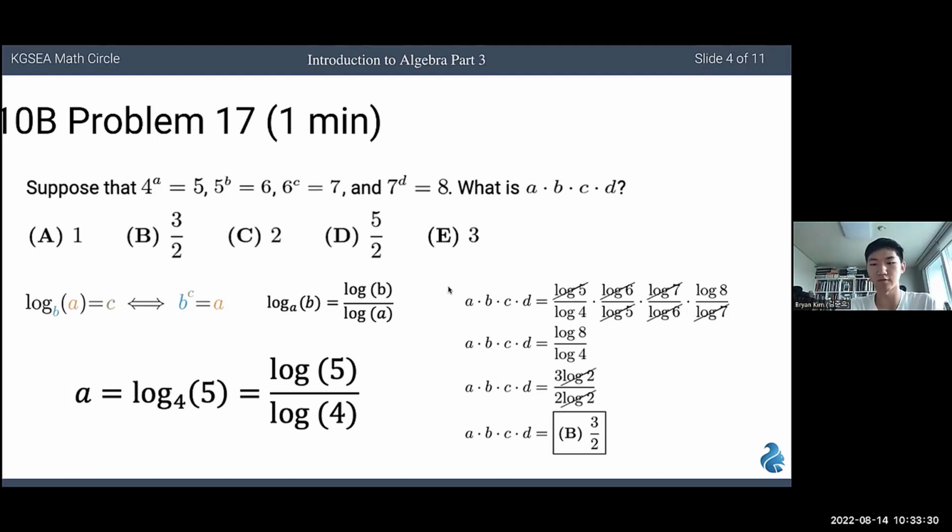Because log 5, log 6, and log 7 all cancel out, you get that a times b times c times d equals log 8 over log 4. Since 8 is 2 to the power of 3, you can bring the 3 forward, as well as the 2 from 4, which is 2 to the power of 2. And you get a times b times c times d equals 3 over 2, which is the answer.